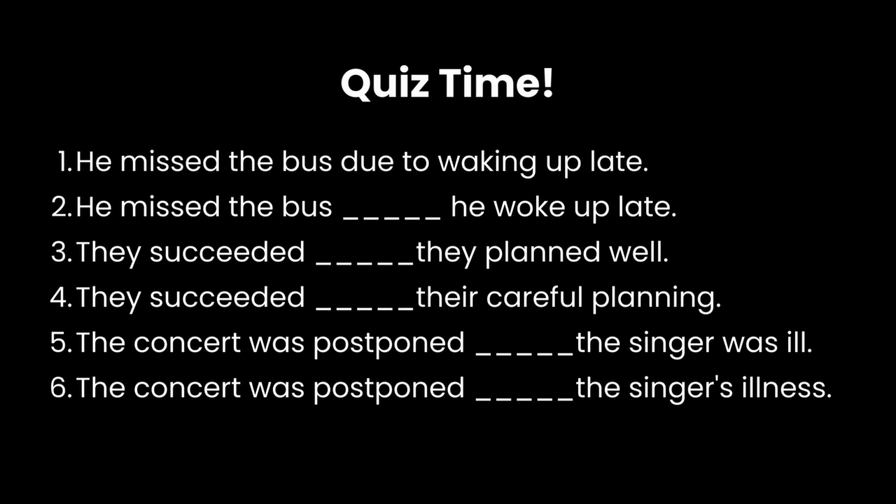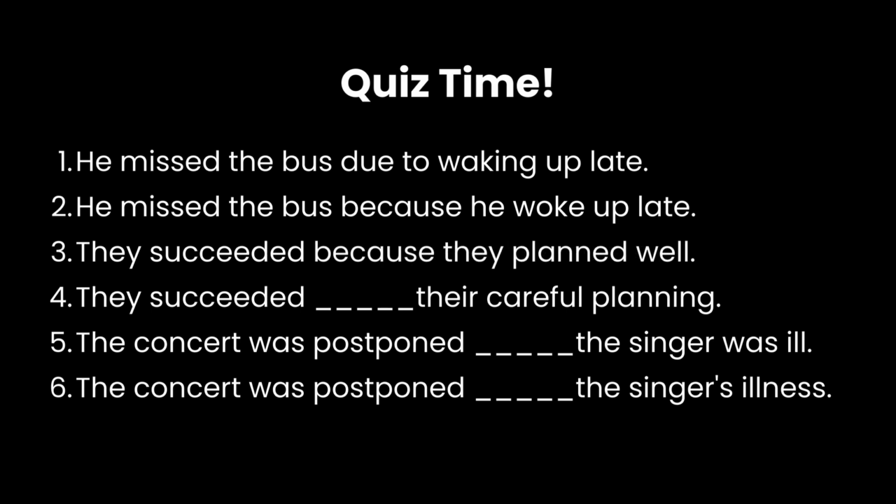Number 2, he missed the bus, he woke up late. What's the answer? Because. He missed the bus because he woke up late. Number 3, they succeeded, they planned well. The answer is because. They succeeded because they planned well. Number 4, they succeeded their careful planning. The answer is due to. They succeeded due to their careful planning.